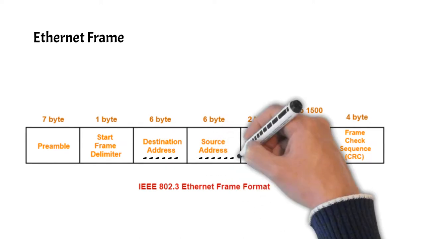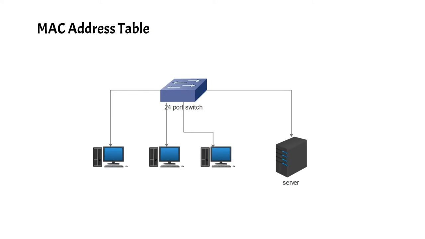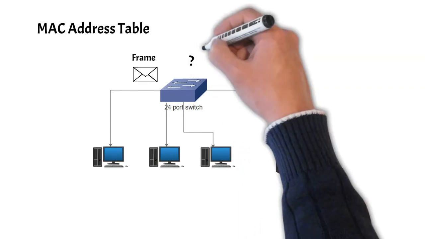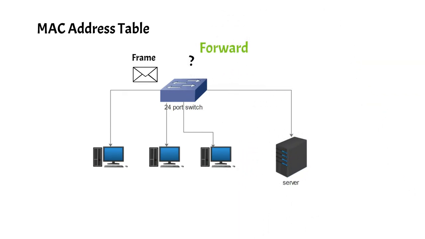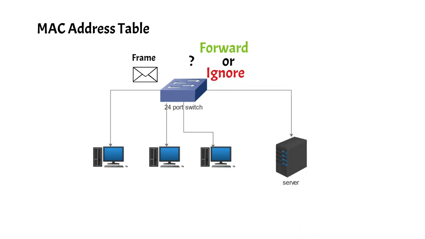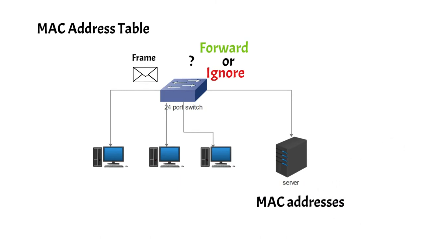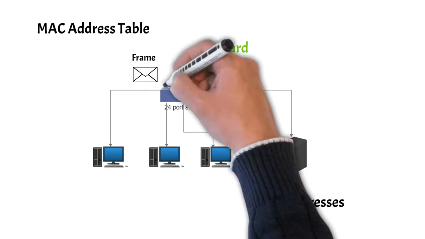Let's discuss the switch MAC address table. LAN switches receive Ethernet frames and then make a switching decision to either forward the frame out some other ports or ignore the frame. Switches use the destination MAC address to direct network communications through the switch to the appropriate outbound port toward the destination.